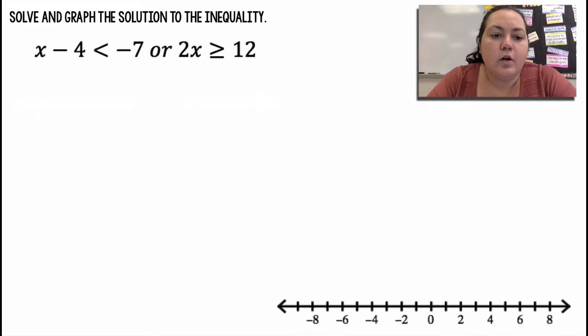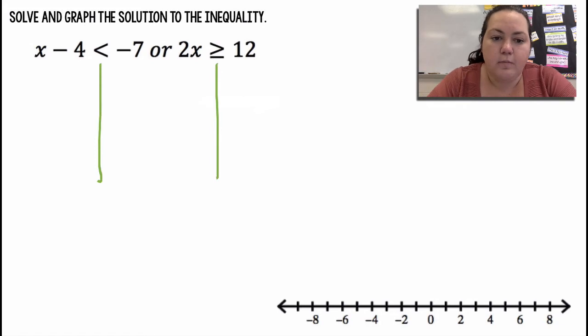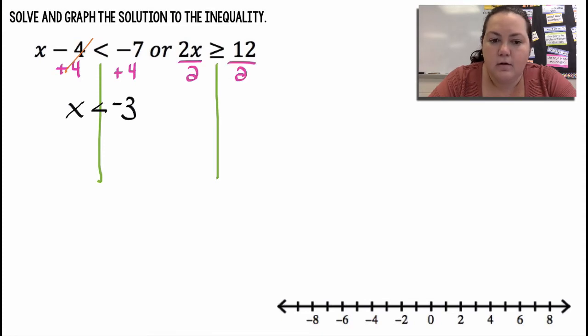All right, solve and graph the solution to the inequality. So I have x minus 4 is less than -7, or 2x is greater than or equal to 12. So I'm going to solve two different problems here. The first one, x minus 4 is less than -7. I'd add 4 to both sides. That's going to cancel. That gives me x is less than -3. On the other one, I would divide both sides by 2 to get x by itself. I get x is greater than or equal to 6.